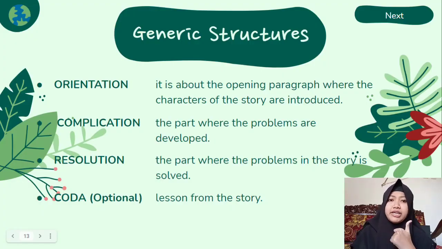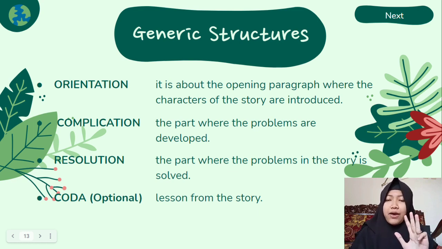And now moving on to the generic structures. There are orientation, which is about the opening paragraph where the characters of the story are introduced. And then complications is the part where the problems are developed. And then resolution is the part where the problems in the story are solved.